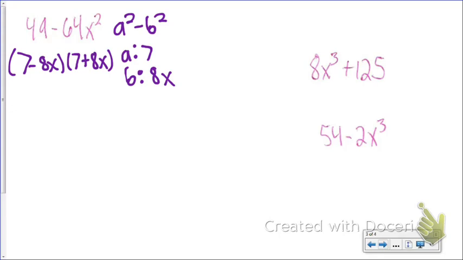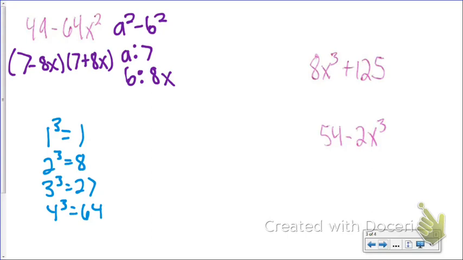So just so we remember, a few numbers you guys are going to want to get used to seeing. 1 cubed, you guys know is 1. 2 cubed is 8. 3 cubed is 27. 4 cubed is 64. And 5 cubed is 125. Those are the ones you're going to see most often when you're factoring.